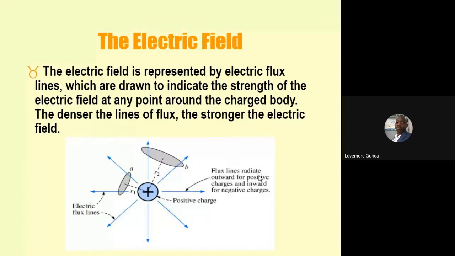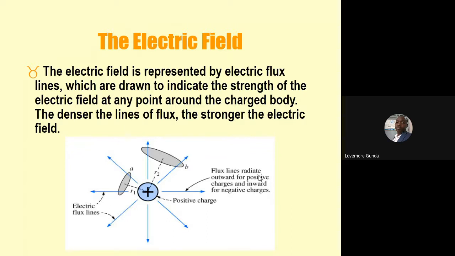So when you are dealing with the capacitor, it stores energy in an electric field, right? And an electric field will be a region around a charged body in which if you place another charged body, it will experience a force. That becomes the electric field.